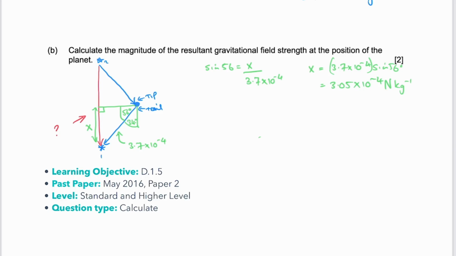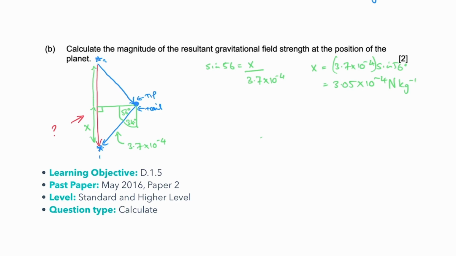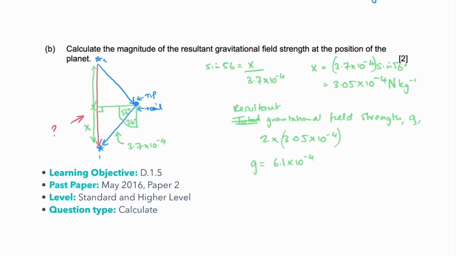And what we know for star 2 is identical to star 1. So actually this length is identical to the original length. So the total gravitational field strength, G, and actually I've said total, I think we want to say resultant there, is 2 times 3.05 times 10 to the minus 4, which gives us a value of G equals 6.1 times 10 to the minus 4 newtons per kilogram.